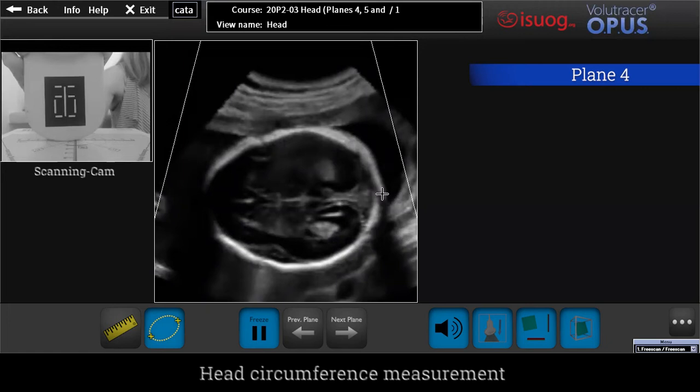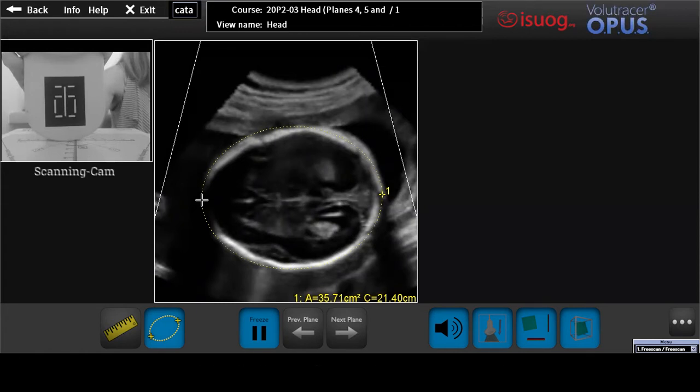And for that, I'm going from the back to the front, and I make sure this surrounds the whole head circumference, and there you have the two important measurements, or the two basic measurements of the fetal head, which are the biparietal diameter and the head circumference.